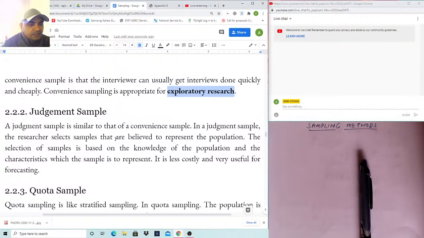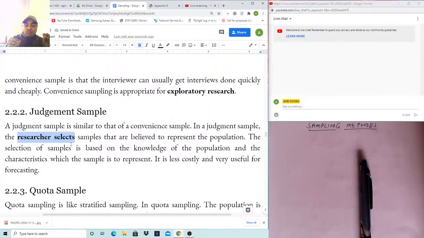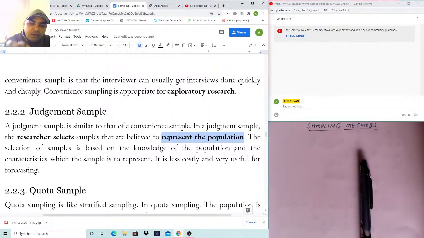Now, what is a judgment sample? A judgment sample is similar to a convenience sample, but in a judgment sample, the researcher selects the sample whom he believes represents the population. Say for example, I want to find out the mean performance of a dairy farm. I go there, then I select 10 buffaloes which I think are the true representatives of the population. So based on my judgment and experience, I am selecting the individuals. It varies from one person to another. The selection of the sample is based on knowledge of the population and the characteristic which the sample is to represent.